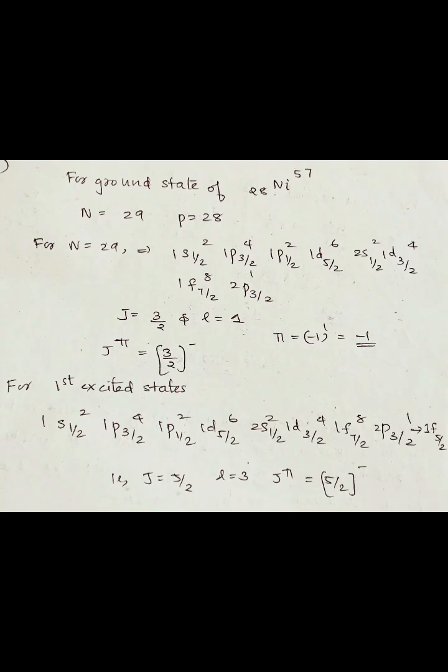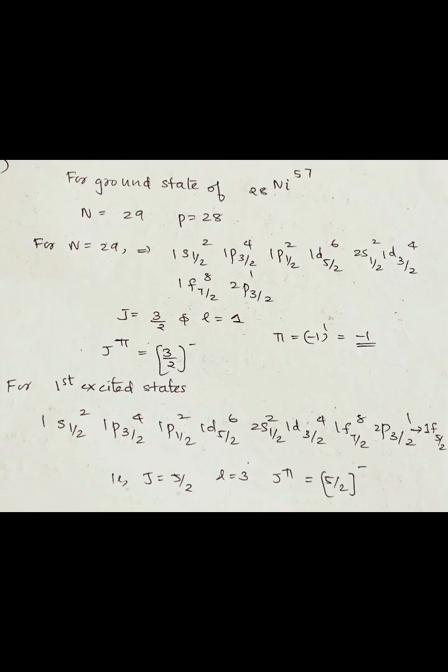Then for the first excited state, we can write 1s 1/2 (2), 1p 3/2 (4), 1p 1/2 (2), 1d 5/2 (6), 2s 1/2 (2), 1d 3/2 (4), 1f 7/2 (8), 2p 3/2 (1). And here the last nucleon gets moved to 1f 5/2. So here the last nucleon is filled in 1f 5/2. So here J = 5/2 and L = 3. So the J pi is equal to 5/2 minus. So this is the answer.